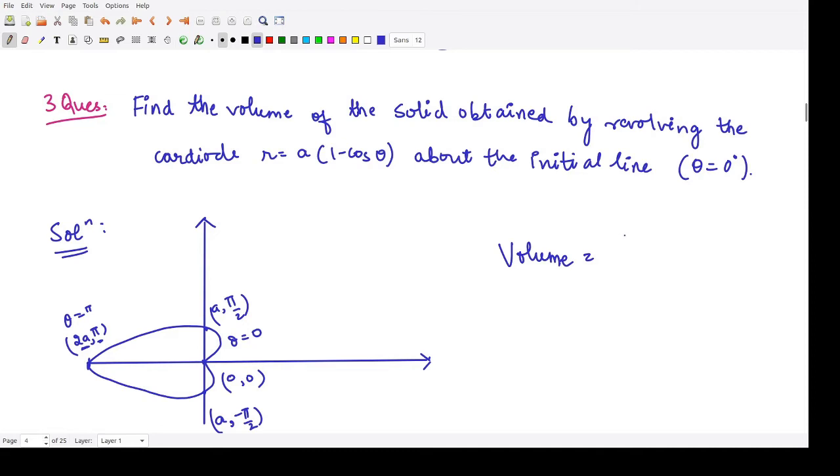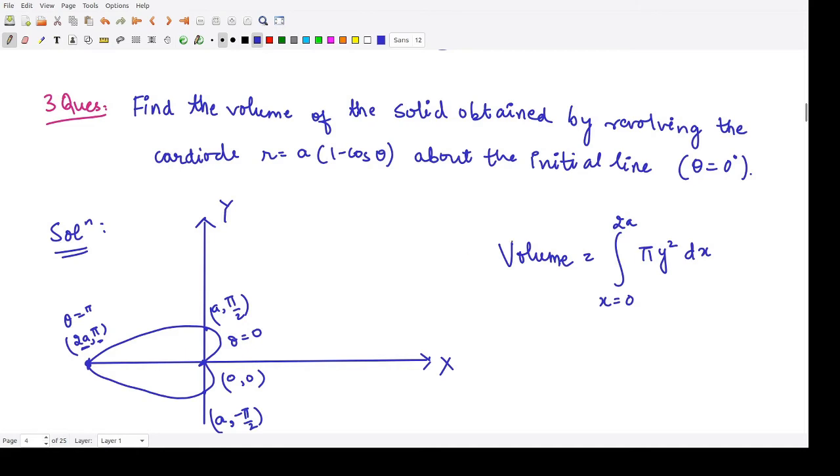To calculate its volume, the volume is calculated using the relation pi into y square dx. Because this is symmetric about the y-axis, this is obtained by revolving around the y-axis. So what is the volume? Volume is pi into y square, and the limits of x vary from 0 to 2a. The minimum value of x is 0 and the maximum value is 2a.